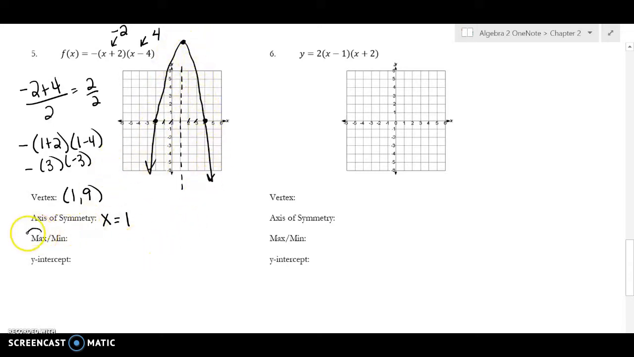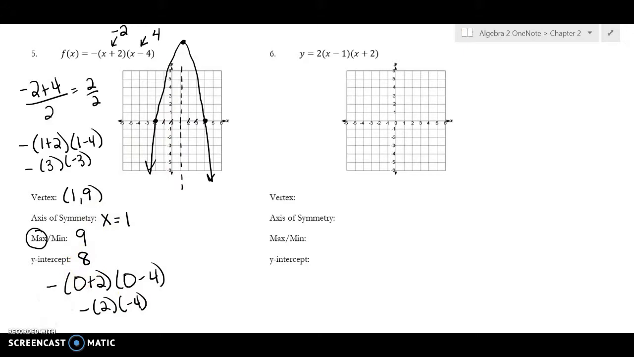This is a max value, and the max was 9. Now to find the y-intercept, I'm going to plug in 0. So it's 0 plus 2, 0 minus 4. So it's 2 times negative 4. So it crosses at 8. All right, so I'd like you to try number 6, following along with what we did here, and then see what you can find, and then check how you did.